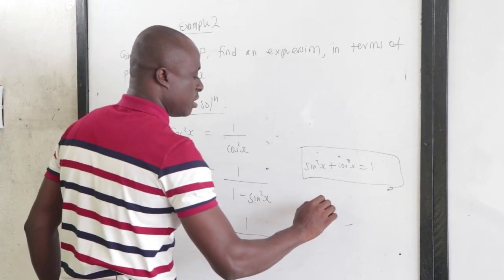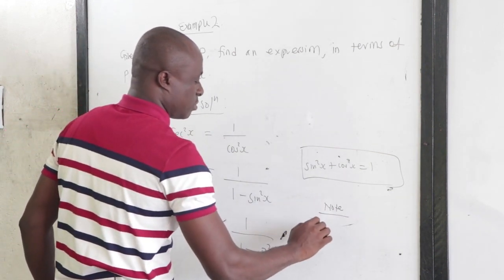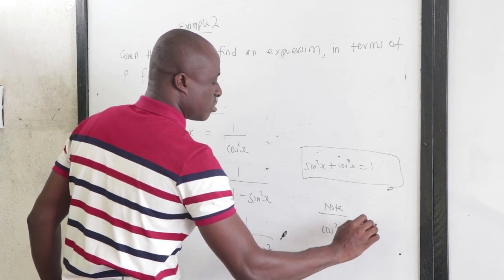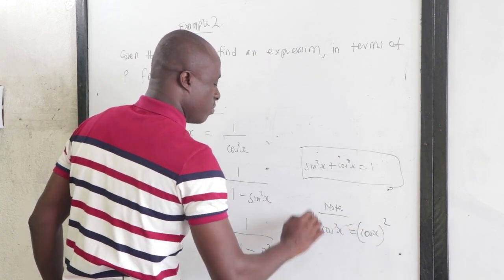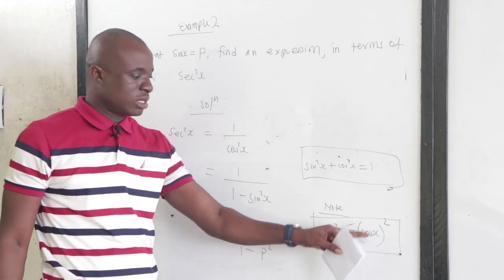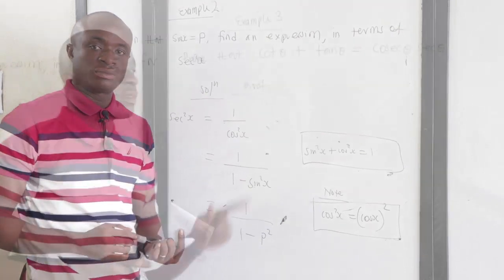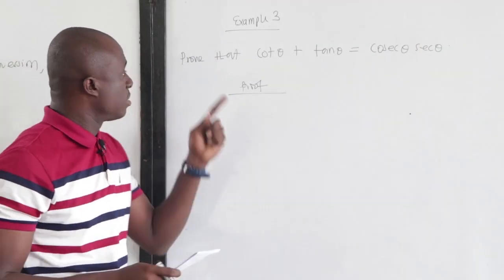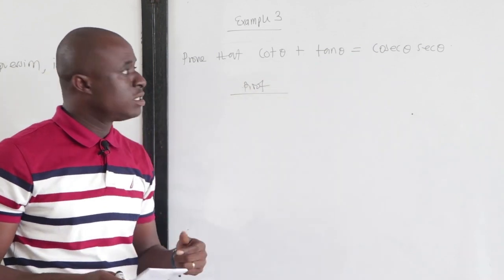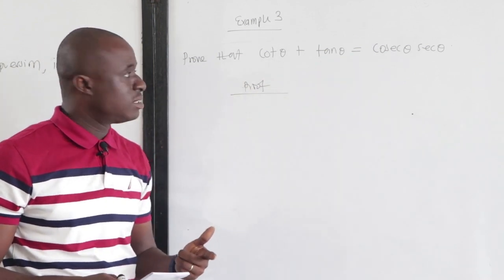Now let's also note that cos square x is the same as cos x all square. Please let's note that cos square x is the same as cos x all square. Let's see this example 3. We are being told to prove that cot theta plus tan theta is equal to cosec theta sec theta.